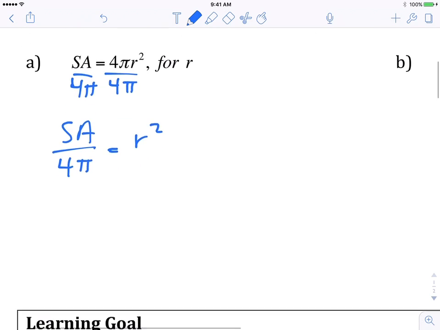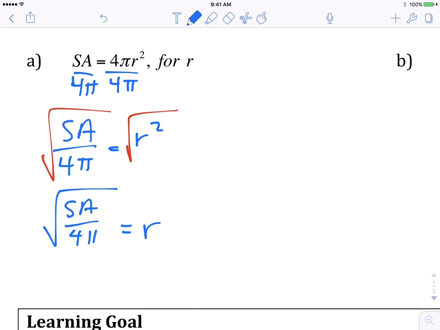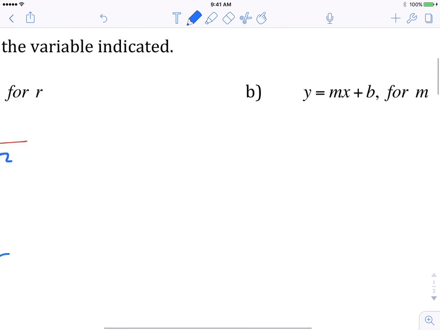And now the only thing we need to do is get the r squared to become r. And of course, we do that by square rooting this side and that side. So our final answer is the square root of surface area divided by 4 pi. Okay, so that is the rearranging of that formula.